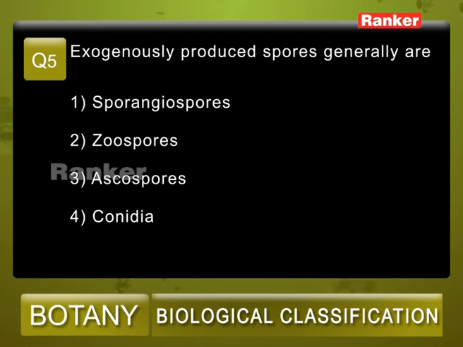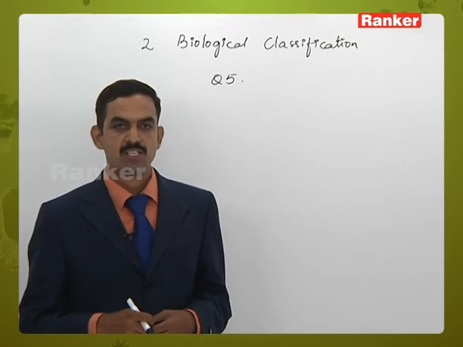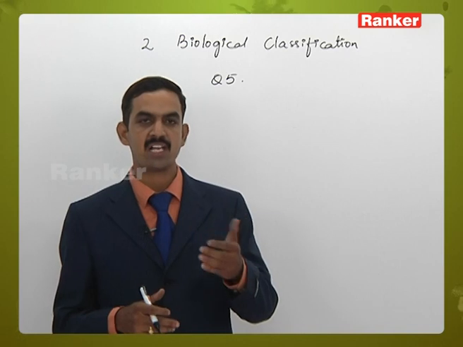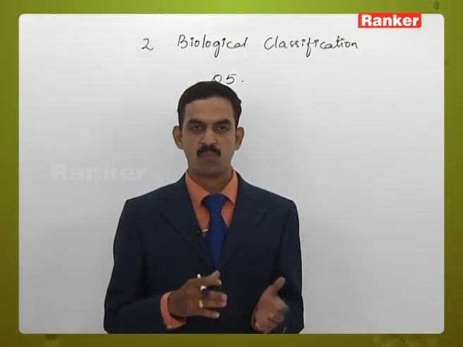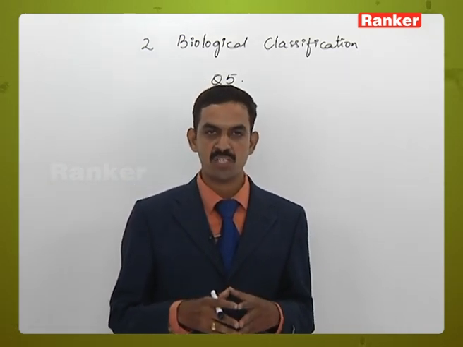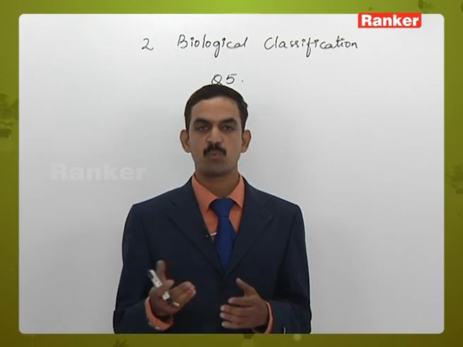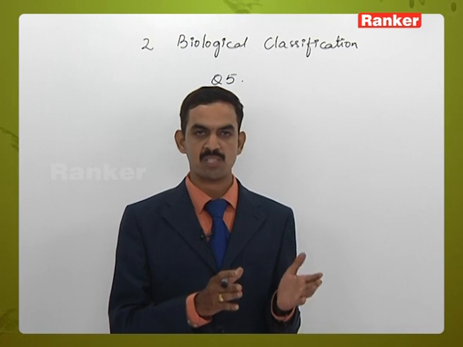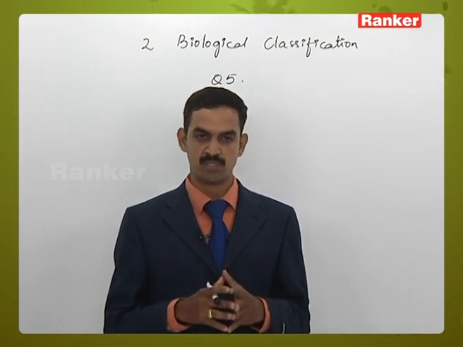Question number 5. Exogenously produced spores generally are: options 1 sporangiospores, 2 zoospores, 3 ascospores, 4 conidia. Exogenously produced spores means the spores which are formed outside the structure, and the other is endogenously produced spores. That means the spores which are produced inside the structure. So that is the difference between exogenous and endogenous spores.